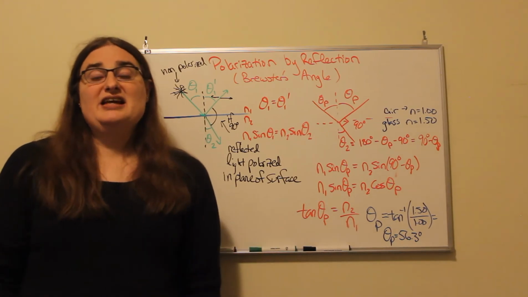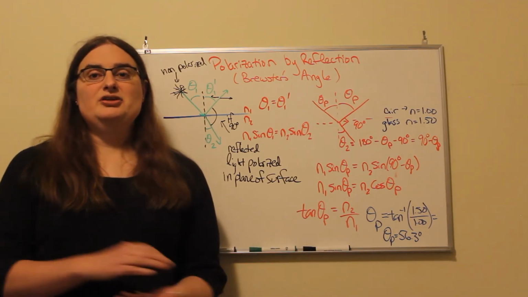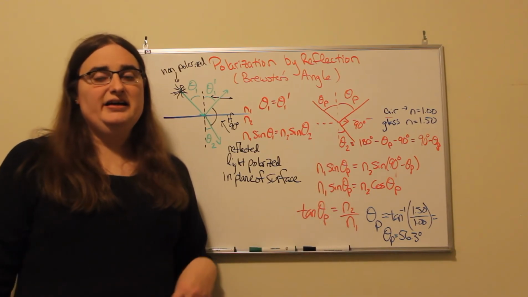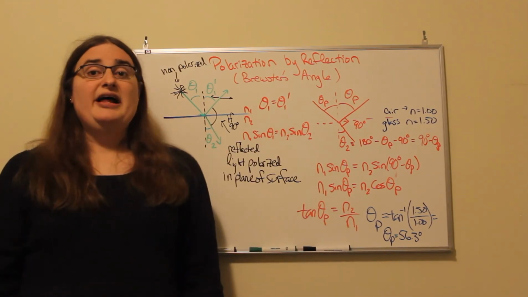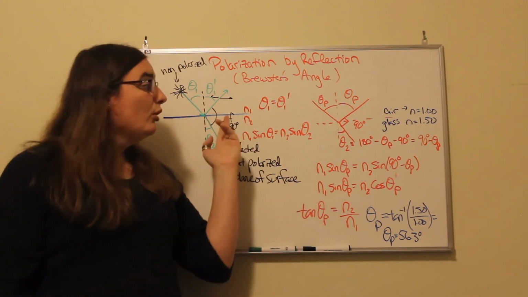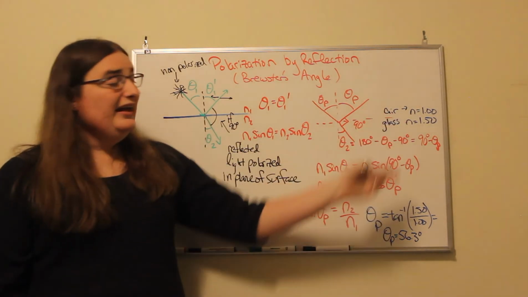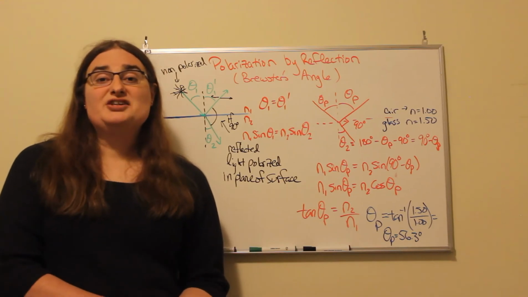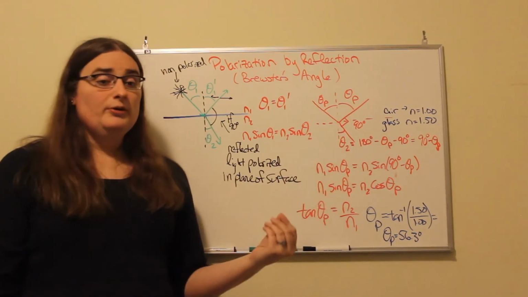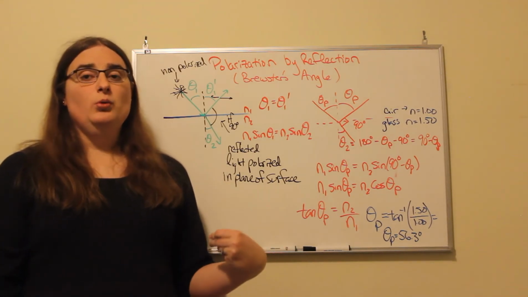So let's look at an example of something you would encounter very often going outside on a sunny day, light reflecting off glass. So glass usually has an index of refraction around 1.50, and air normally has an index of refraction pretty close to 1. So n2 is 1.50, n1 is 1.